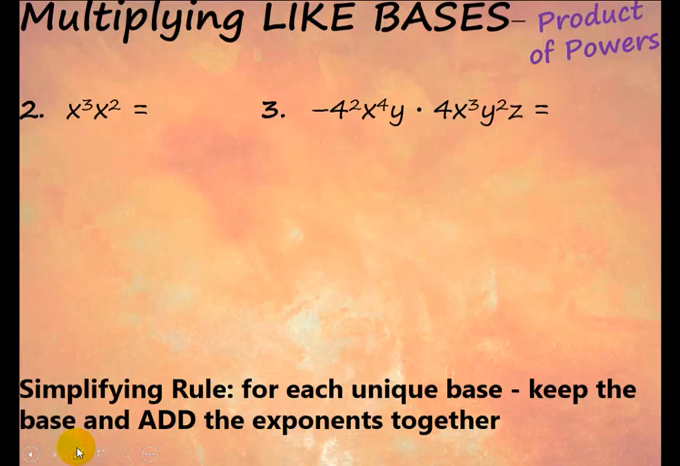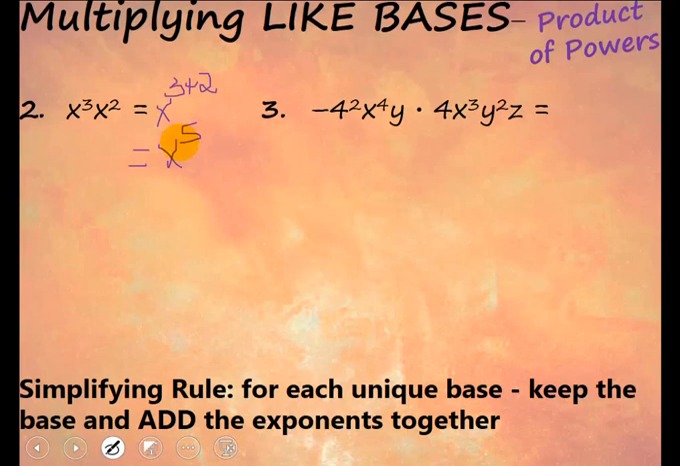All right, so x cubed times x squared. Whenever they're just being butted up and there's no multiplication symbol in there, it still means multiplication, all right? So this would be x to the 3 plus 2, and that equals x to the 5th.